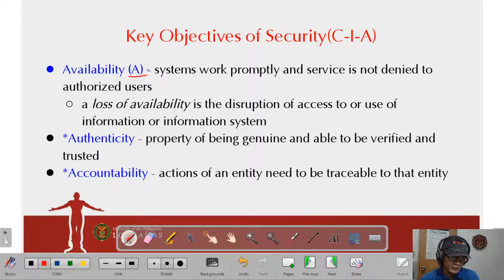For example, in Lazada, if you are a fan of Lazada, and let's say during a sale like 9.9 or 10.10, a lot of people will try to shop. So what will happen is, if people will not be able to buy from Lazada during that period of time, then the revenue will be lesser. Okay, so that's availability.